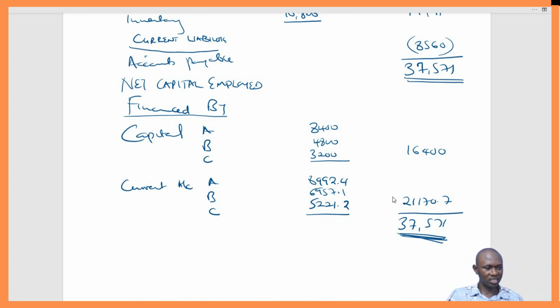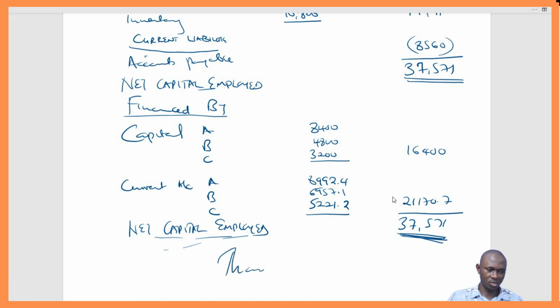So this is our net capital employed, and it shows that the balance sheet, the statement of financial position, has balanced. Our net capital employed, 37,571, is the same as the financed by total, 37,571. So thank you, and let's meet in the next question.